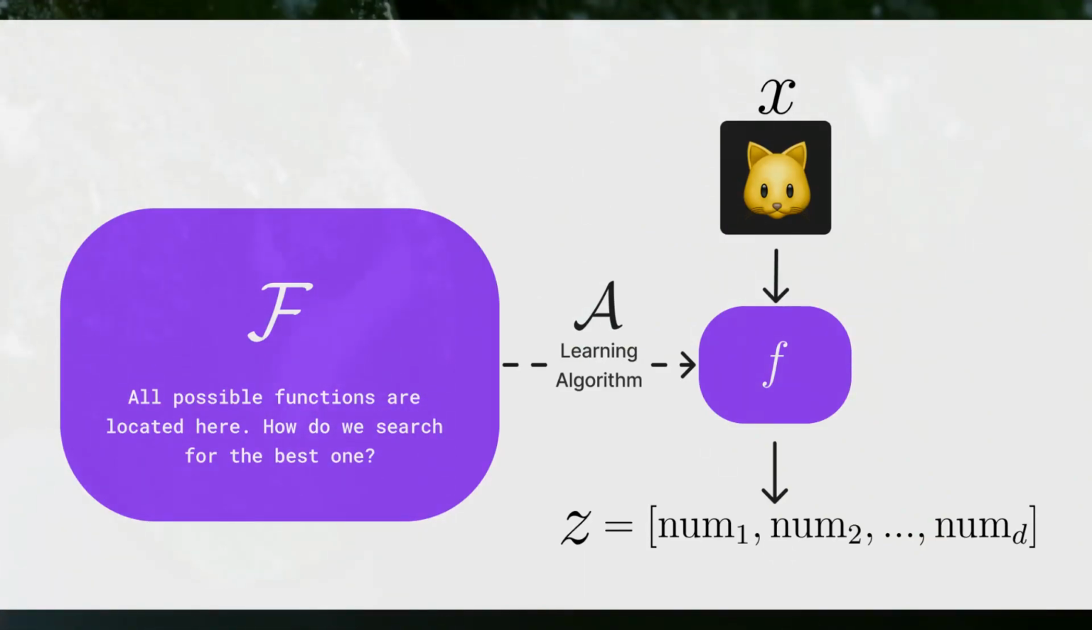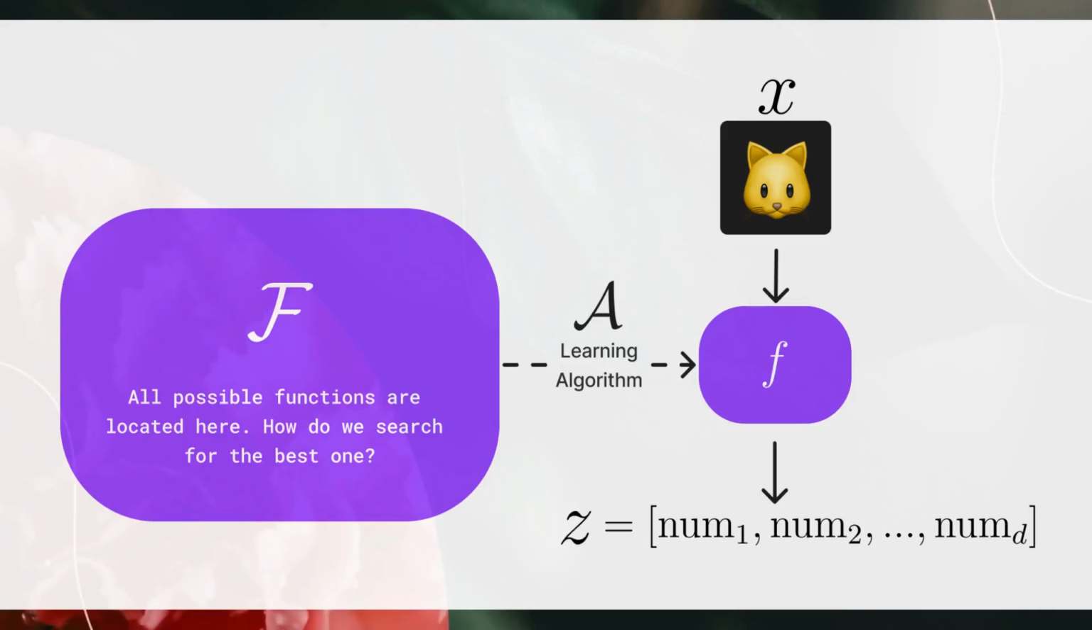Contrastive loss: this loss ensures that representations from different augmented versions of the same image are similar, while representations from different images are pushed apart. This helps the model learn robust and discriminative features.